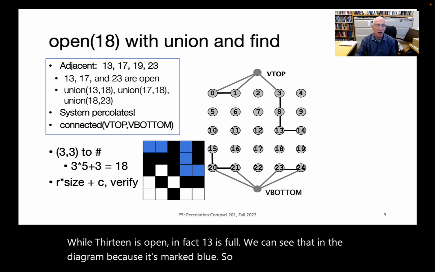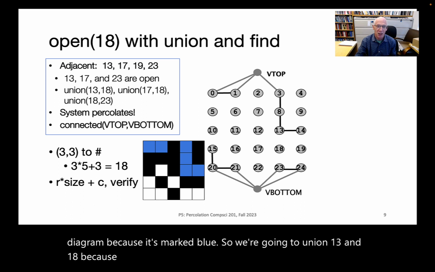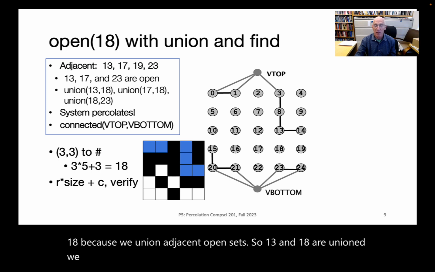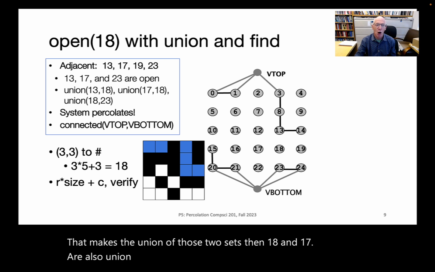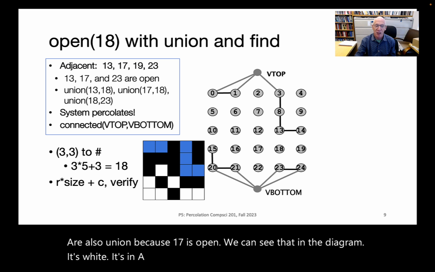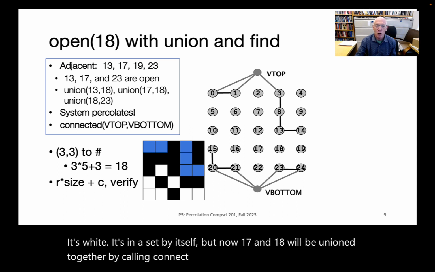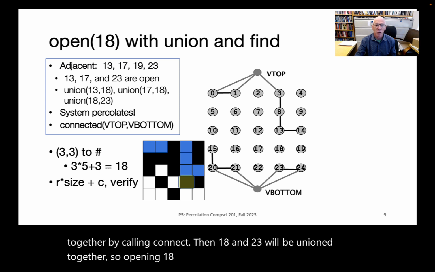So we're going to union 13 and 18 because we union adjacent open sets. So 13 and 18 are unioned. We do that by calling a method connect that makes the union of those two sets. Then 18 and 17 are also unioned because 17 is open. We can see that in the diagram. It's white. It's in a set by itself, but now 17 and 18 will be unioned together by calling connect. Then 18 and 23 will be unioned together. So opening 18 meant union it with 13, union it with 17, and union it with 23.